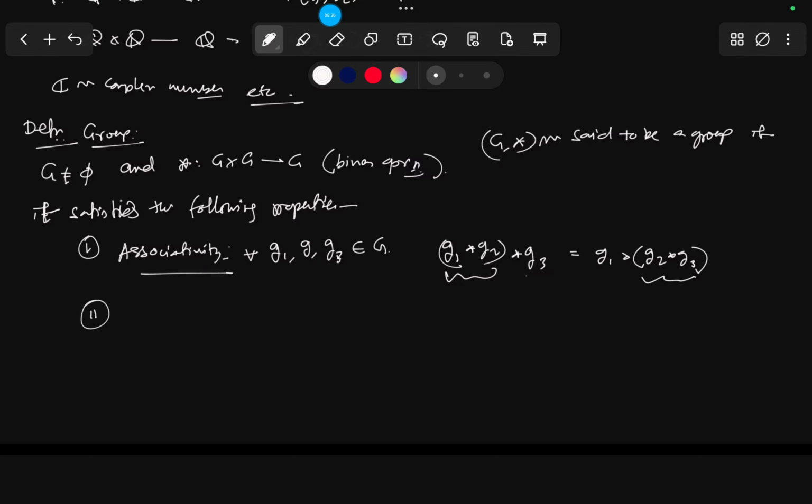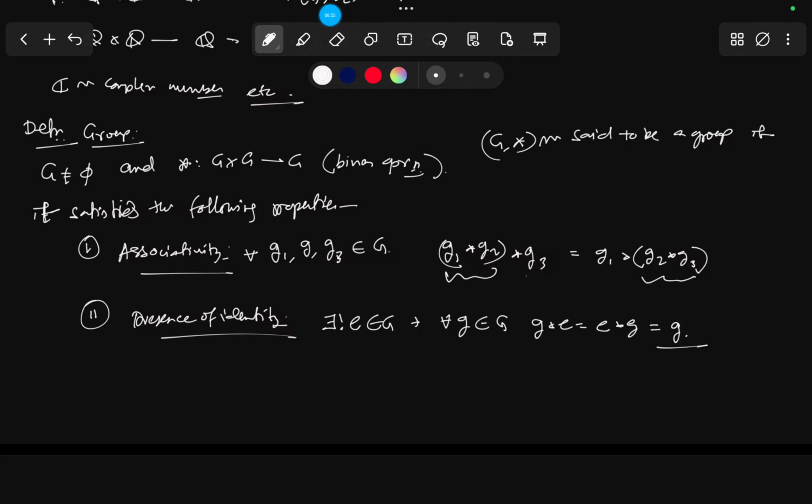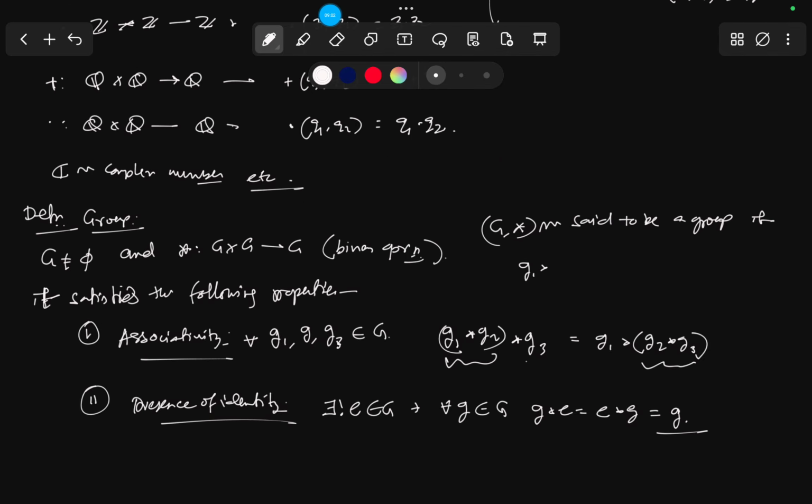Number 2, there should be some identity element, that is, the presence of identity. That is, there exists a unique small e belonging to capital G such that for all small g belonging to capital G, g star e is the same as e star g, which is basically g.